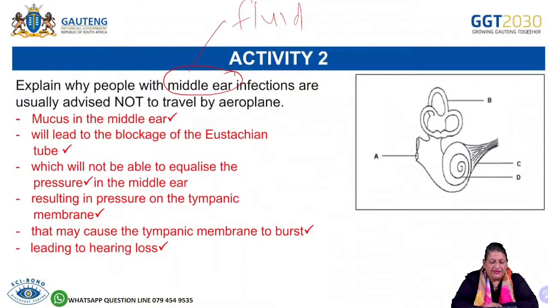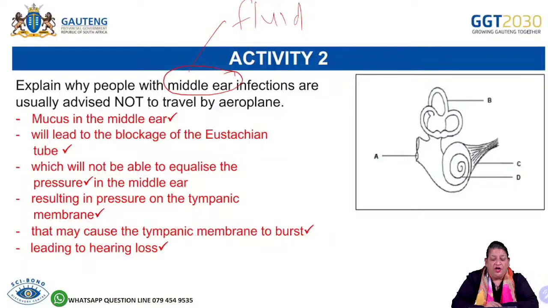Because mucus will build up in the middle ear, right? This will lead to blockage in the eustachian tube, okay? Remember, your eustachian tube connects your middle ear to your throat. So if mucus is in the middle ear, it's going to create a blockage in the eustachian tube. Some mucus will also go into the eustachian tube.